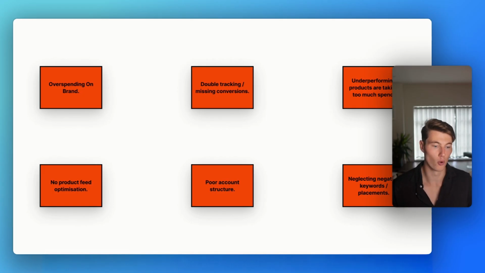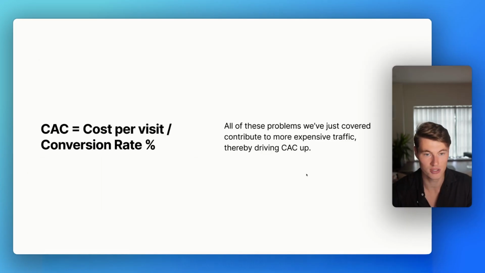Number 4 is just poor product feed optimization. Okay. So this goes beyond just product titles. It's product images you're using, descriptions, etc. This is a huge one for the success of your shopping ads, which by the way, should be over 60% of your account revenue. Then is poor account structure. Okay, so just not using a good variety of campaigns or having too much spend towards the bottom of the funnel and not enough towards the top of the funnel. And then finally, just neglecting negative keywords and placements. Okay, sounds simple, but trust me, a lot of wasted spend goes to just bad keywords.